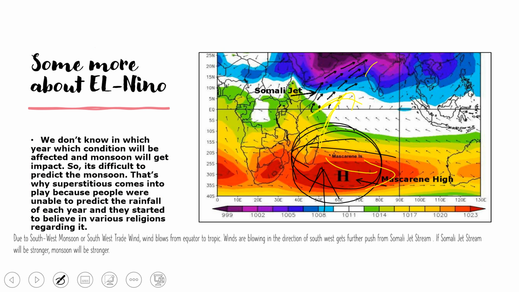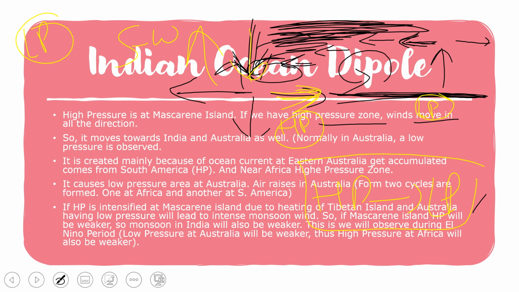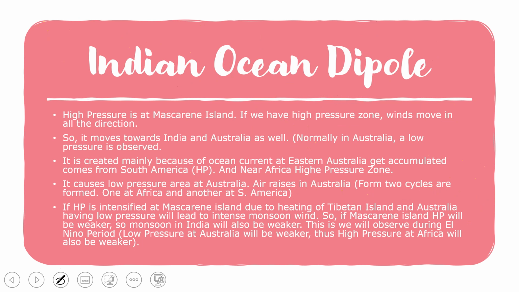Okay, now if the southwest wind is intense, then it will help in pushing the Indian monsoon, and in that scenario we will get a good rainfall. And this leads to the formation of a La Nina kind of condition, as we will see here. So it moves towards India and Australia as well. Normally in Australia a low pressure is observed.